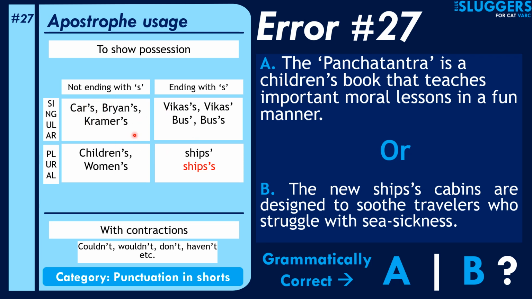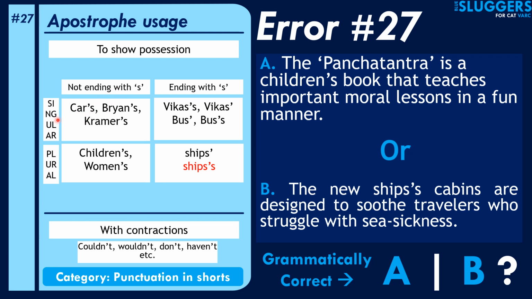So there are four cases when it comes to the usage of apostrophe to show possession. It could be a case of a singular noun that does not end with an s. It could be a case of a singular noun that does end with an s, or a plural noun that does not end with an s, like basically a 2 by 2 matrix, or a plural noun that does end with an s. So in which cases can you use the apostrophe s, and what is the difference in usage in all of these four cases? Let's discuss one by one.